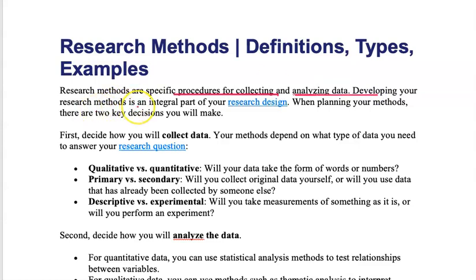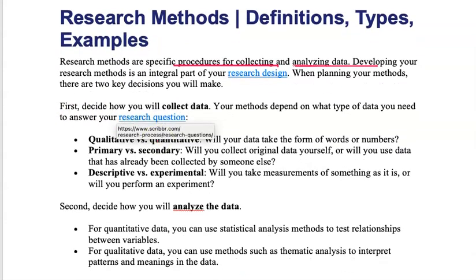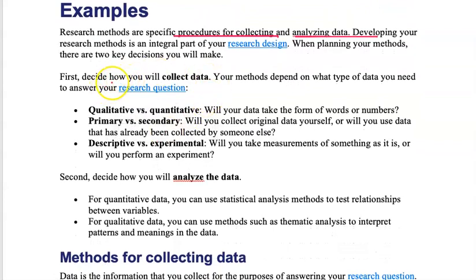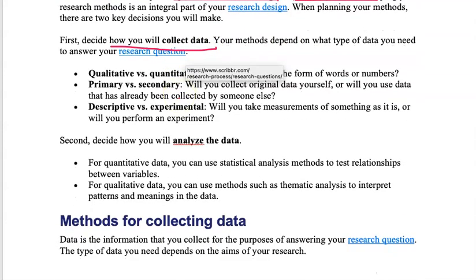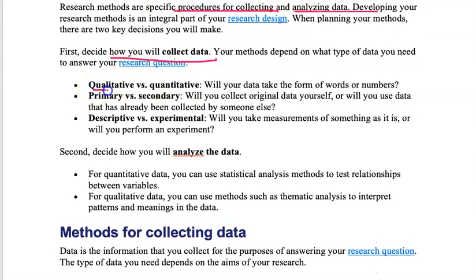Developing your research method is an integral part of the research design. When planning your methods, there are two key decisions that you have to take. First, decide how you would like to collect the data. Your method depends on what type of data you need to answer your research question. So there can be qualitative data versus quantitative data. Will your data take the form of words or numbers? If it is in the form of words, then it will be called qualitative. If it is in the form of numbers, then it will be quantitative.